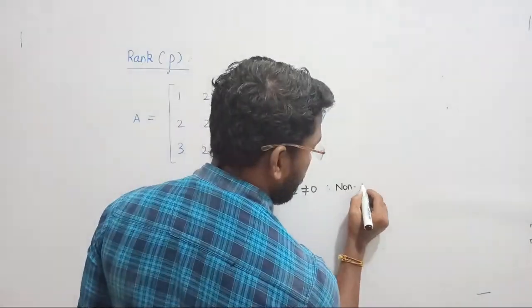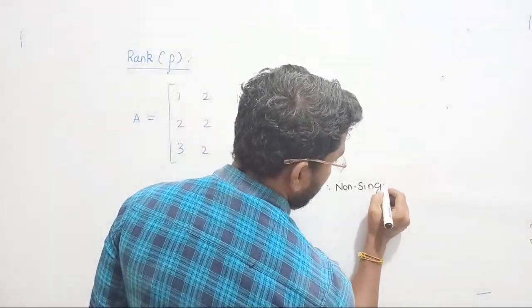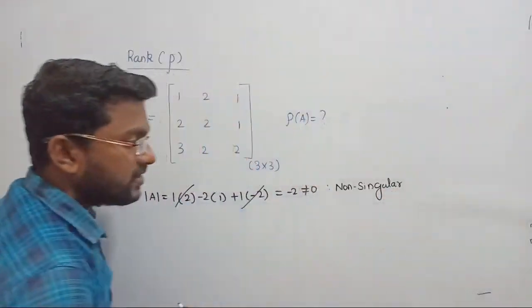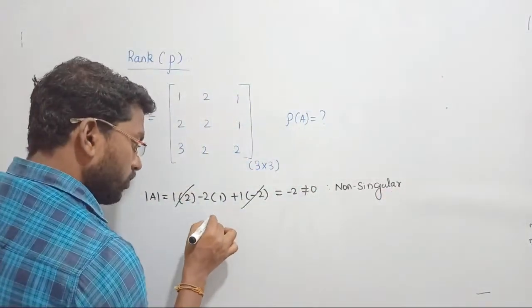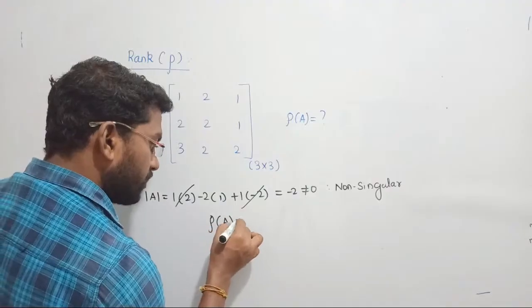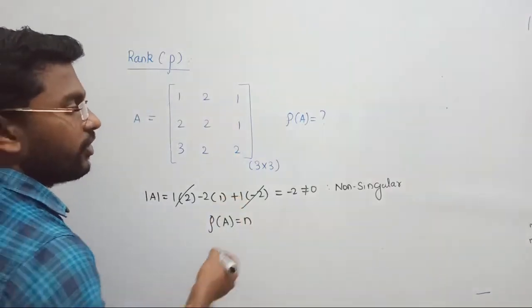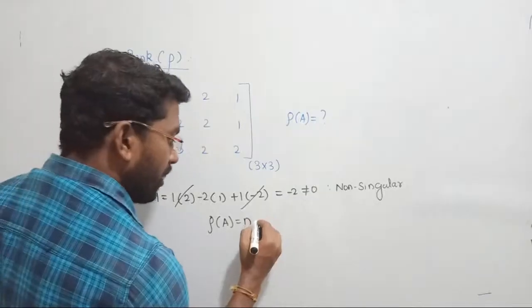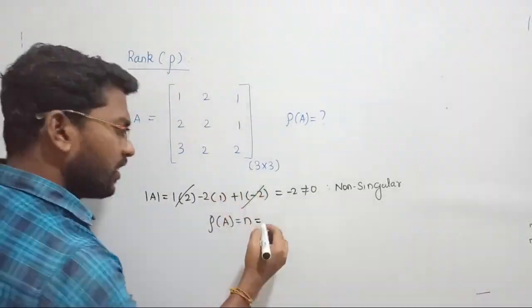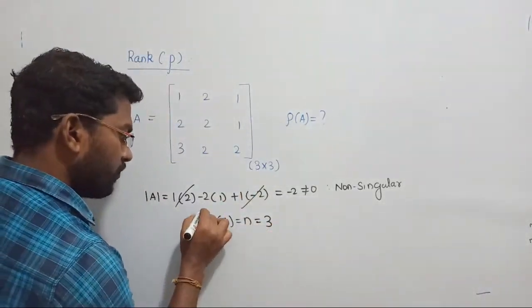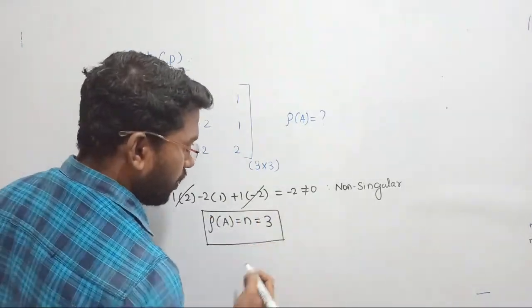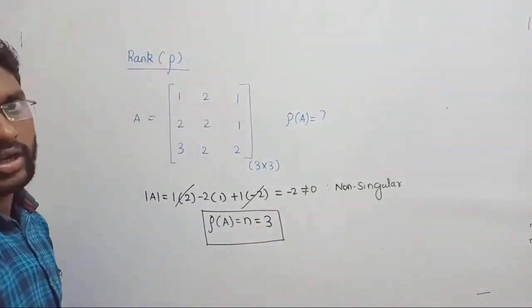Then the matrix is called a non-singular matrix. If your matrix is non-singular, as I just told you, the rank of the matrix becomes equal to the order of the matrix. What about the order of the matrix? Since we are talking about a square matrix, its order is 3. So the rank of the matrix is exactly equal to 3. Do you agree with me? Yes, you have to agree with me, right?